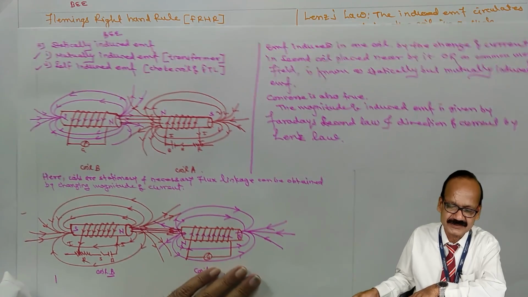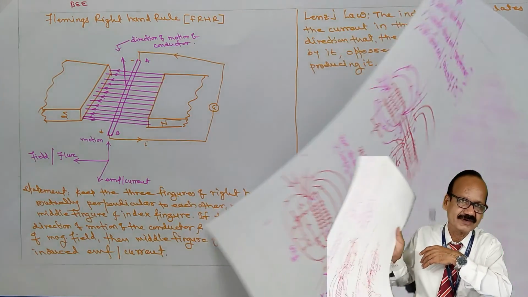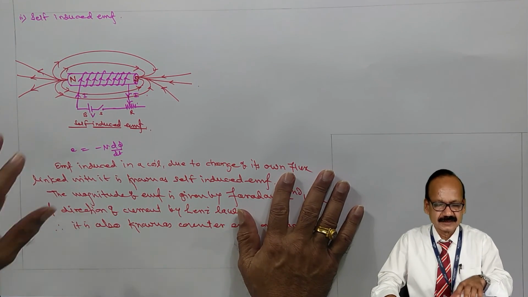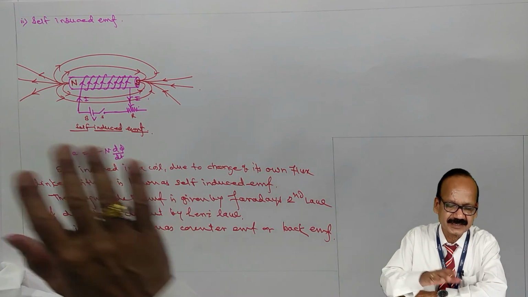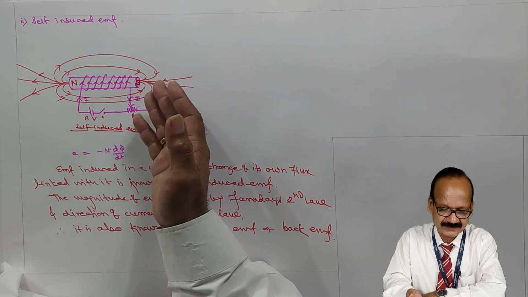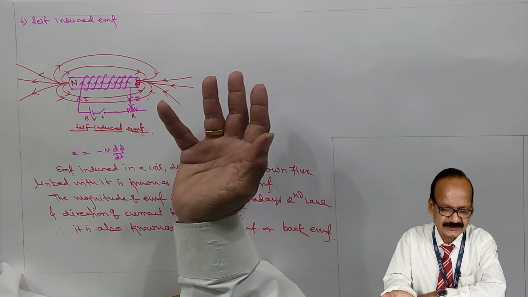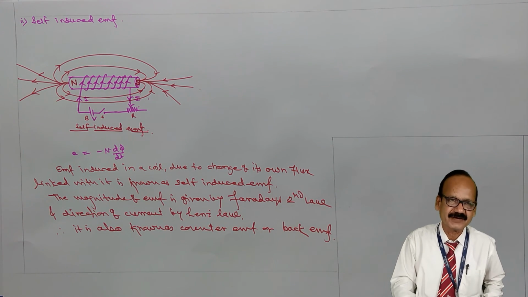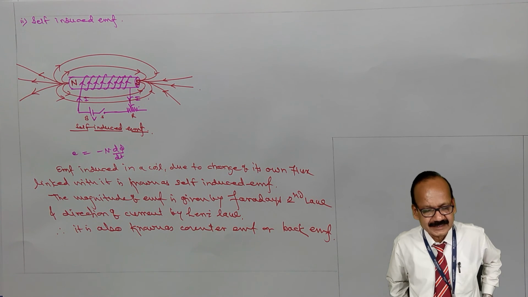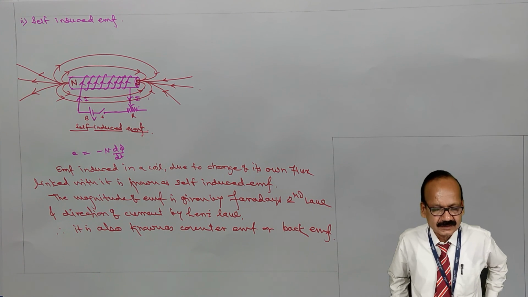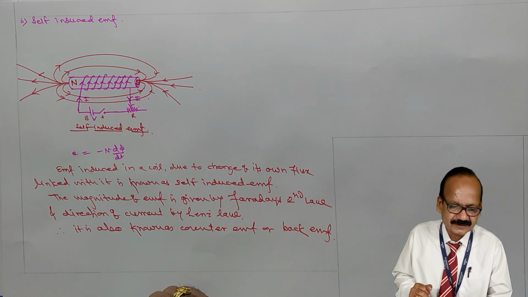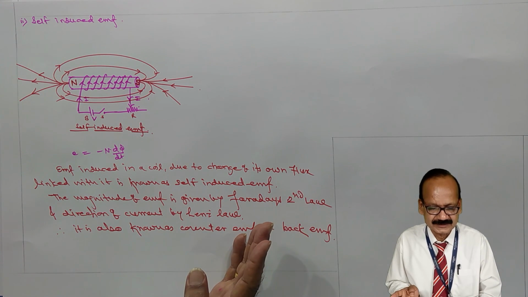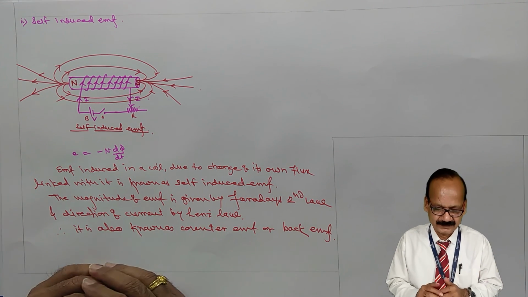Similarly, we have learned the self-induced EMF. It has application in choke coil of the fluorescent tubes. Here, the EMF induced in a coil due to change of its own flux linked with it is known as self-induced EMF. Here also the magnitude of the self-induced EMF is given by Faraday's second law and the direction by Lenz's law. The EMF induced by the self induction acts in opposite direction to that of the supply voltage and hence known as counter EMF or back EMF.